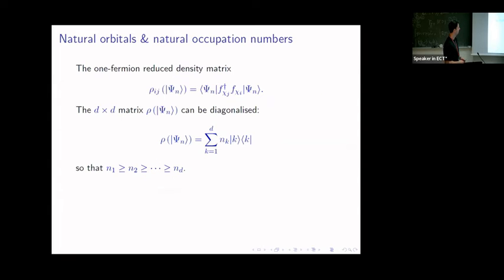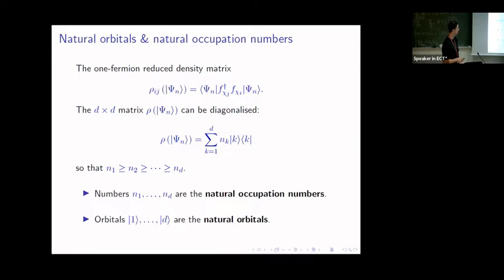Okay, but before this, I will briefly review the notion of the natural orbitals and natural occupation numbers. So we consider the one fermion reduced density matrix, which is defined just like here, the expectation value of f_kj dagger f_ki in some basis. This is a d by d matrix, and now this matrix can be diagonalized to obtain natural occupation numbers, which we assume are ordered decreasingly. And to each n_k, there's an associated natural orbital, numbered from 1 up to d.